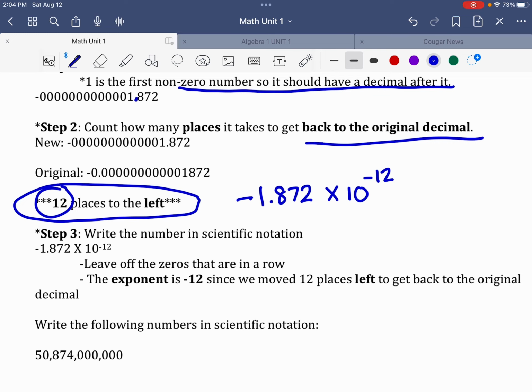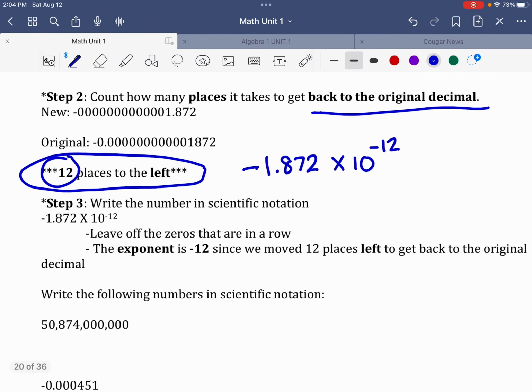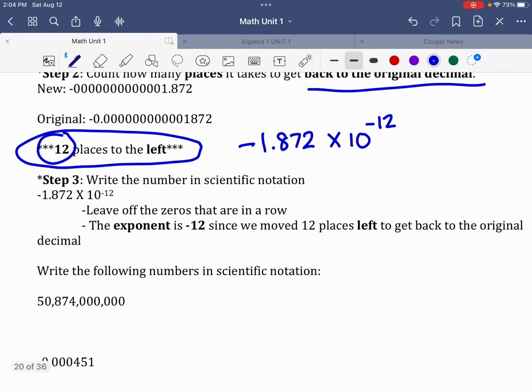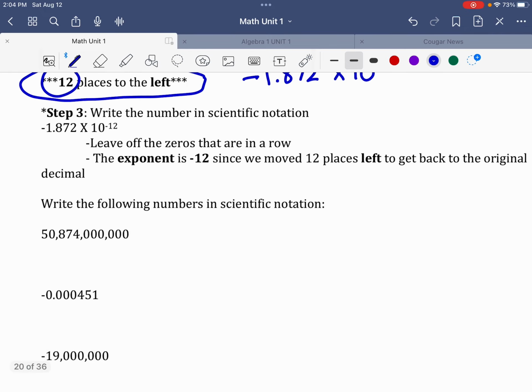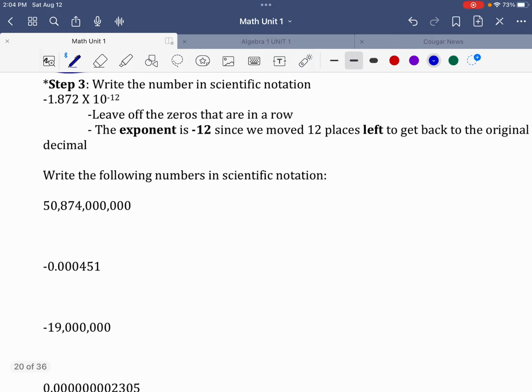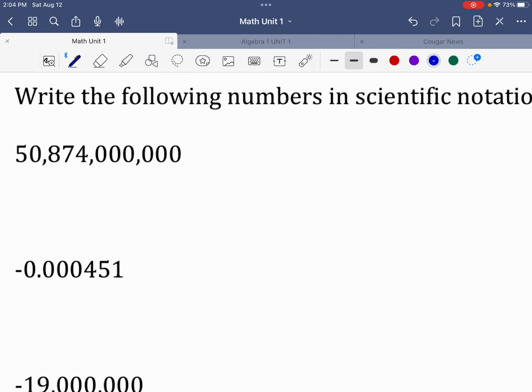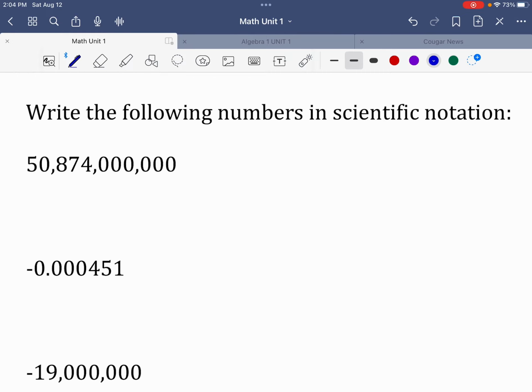So leave off the zeros that are in a row. Do not leave off zeros that are in between numbers. And just follow this process each time. All right. Now, let's do some examples that are done for us. And we'll start with this first one. I believe that is 50,874,000,000.